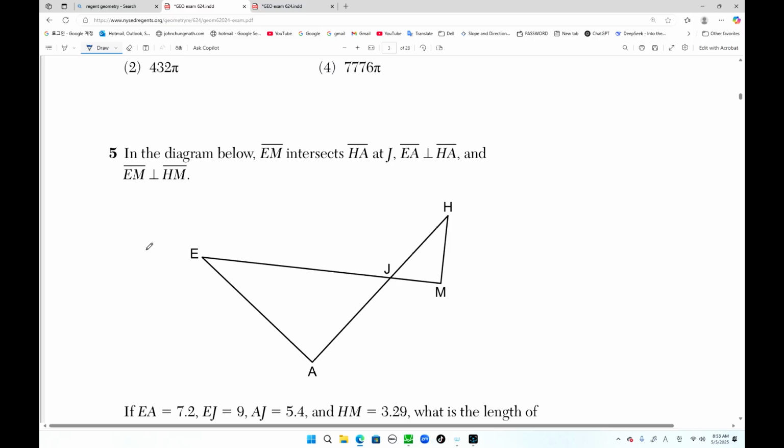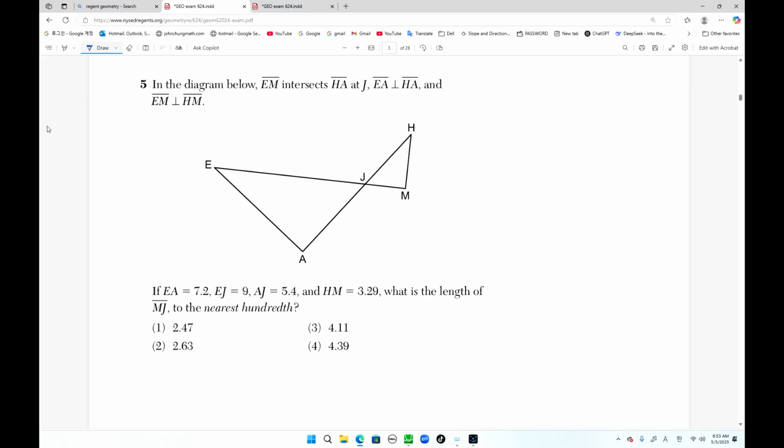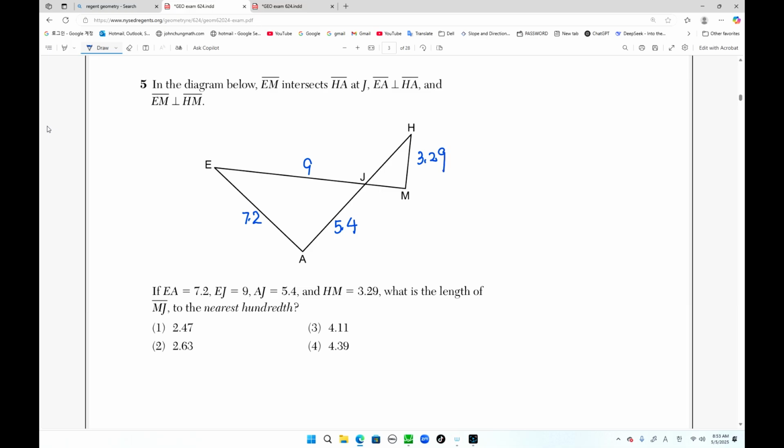All right, number 5. EA is 7.2 and EJ is 9. This side is 9. AJ is 5.4 and HM is 3.29. Okay. All right. These two angles are right angles. So these are opposite angles, right? Vertical angles are congruent. So the triangles are similar. Where is the corresponding side? Anyway, we're going to find the MG over here, right? MJ over here. We're going to find this one.